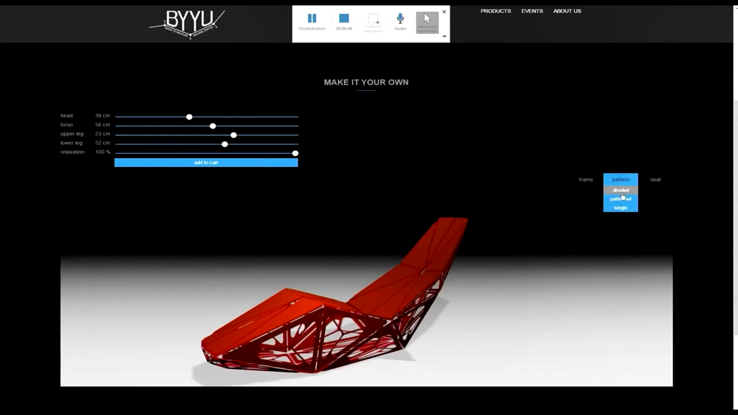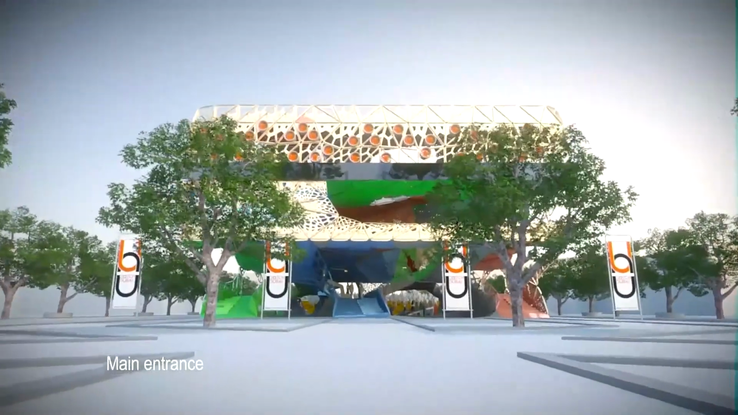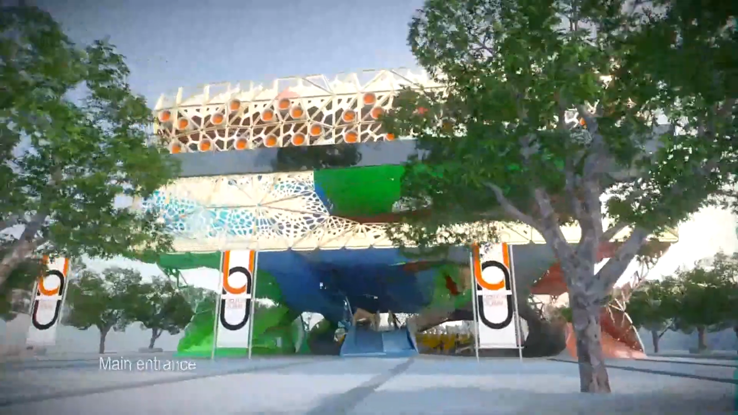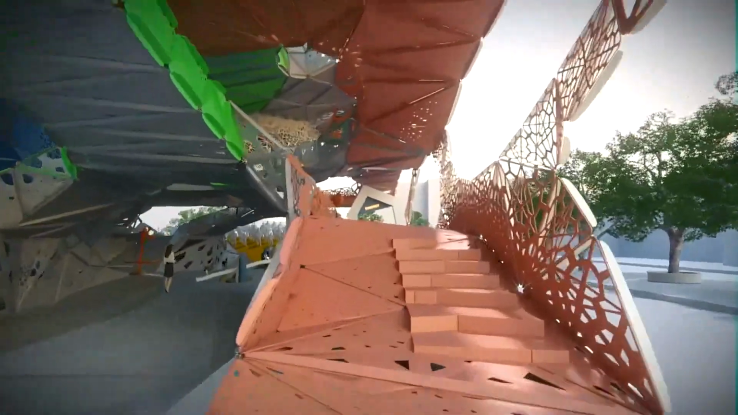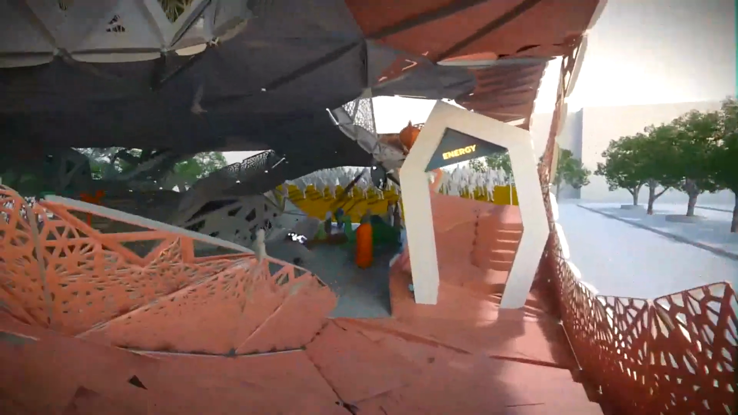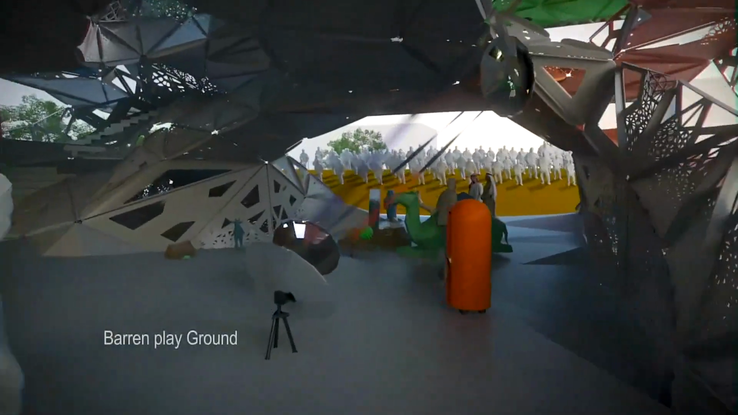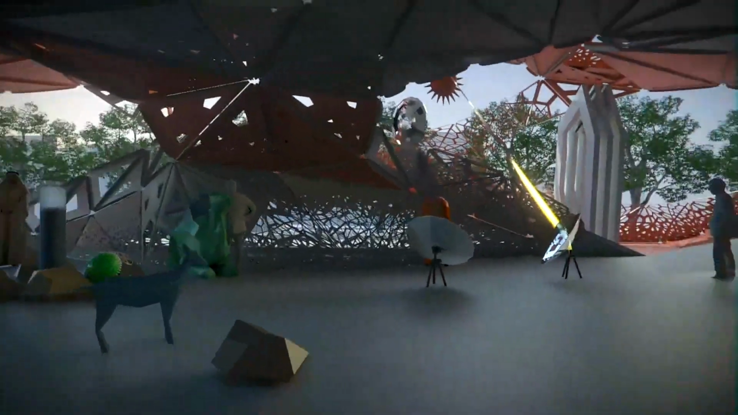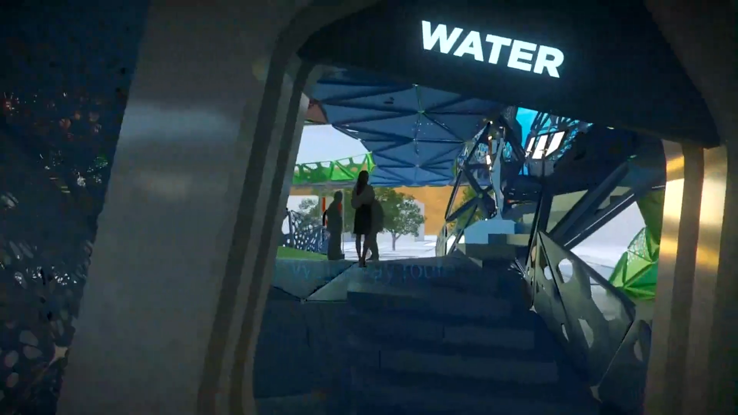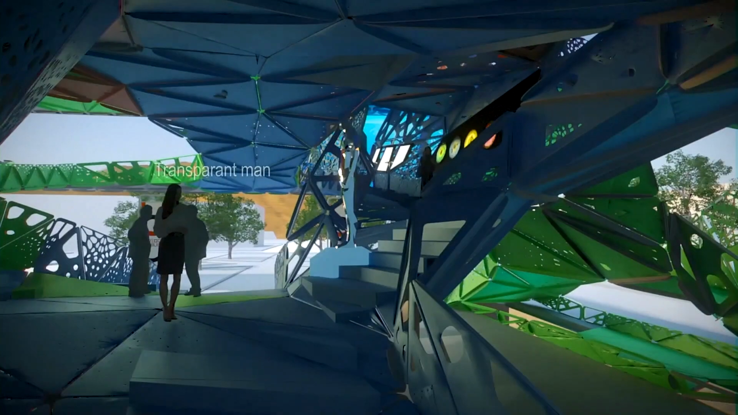We can do the same in architecture, on a larger scale. This is our entry for the Dutch pavilion in Dubai, 2020. Well, actually it happened only in 2021 because of Corona. But maybe just to stop it to show the components again.